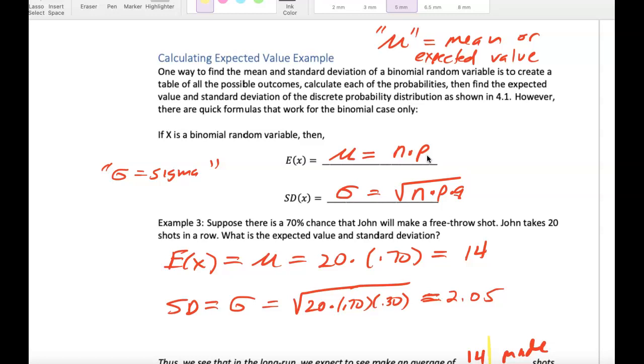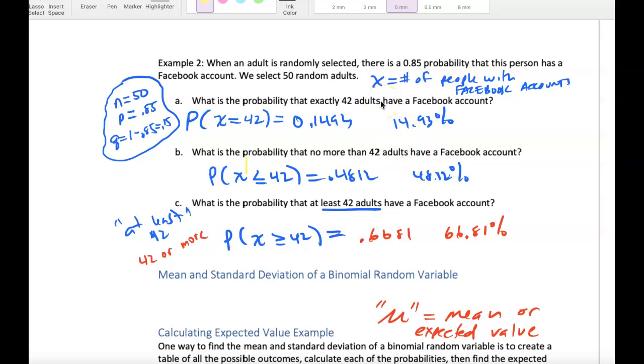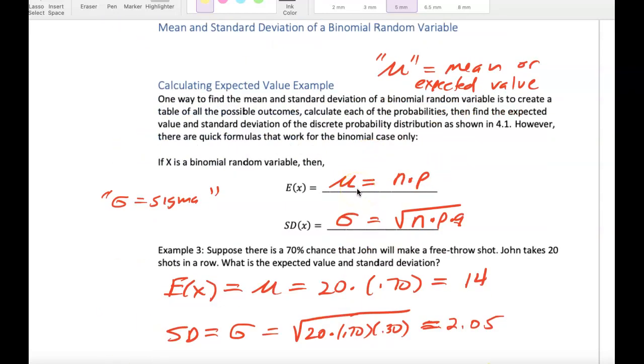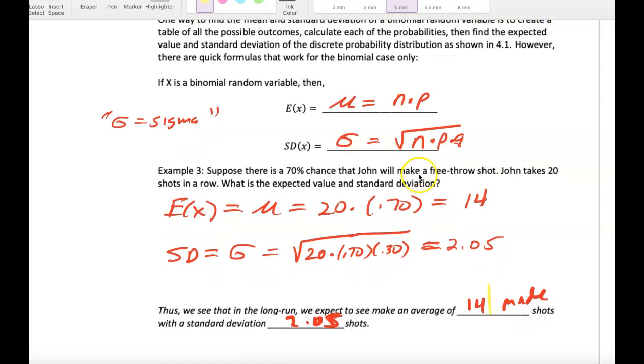For example, in that Facebook problem we did earlier, if you asked 100 people, and we know 85% of them have Facebook, we would expect 85 people. That would be the average if we asked 100 people over and over again, n times p. Now, what would the standard deviation be of this variable if we looked at multiple groups of 100 or 50? We don't need to know why; that's for mathematicians and more advanced classes. But the standard deviation in this case is the square root of n times p times q. Keep that in mind. That's the formula for that.